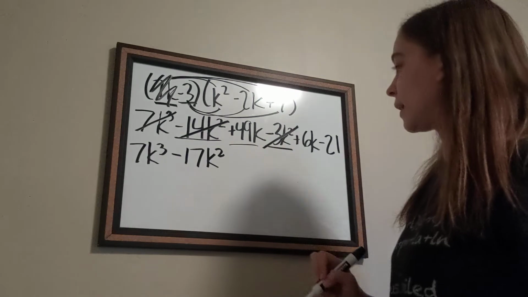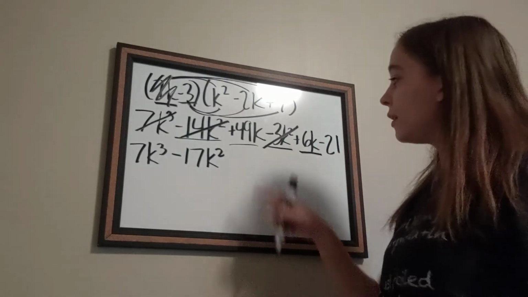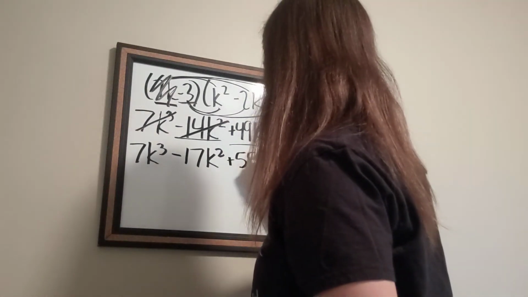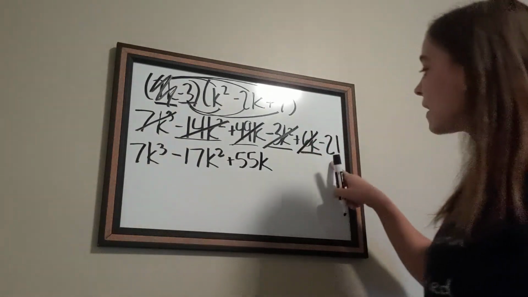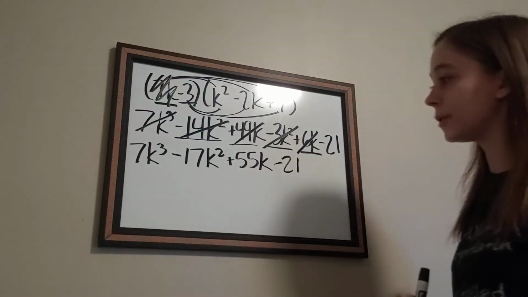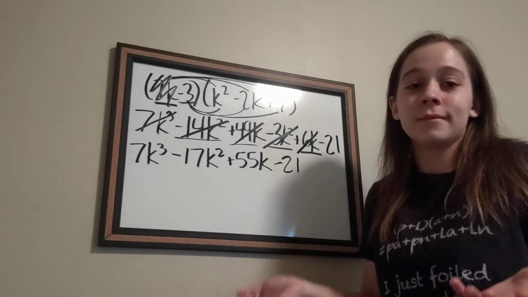Next is positive 49k. As I look at the rest of my terms, here's another k. So 49 plus 6 is positive 55, and the k stays the same. Lastly, I have a number with no k at all, so it doesn't have to change. This is everything I can do to distribute and then combine, and I'm done.